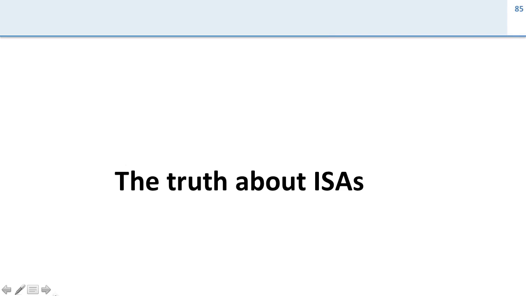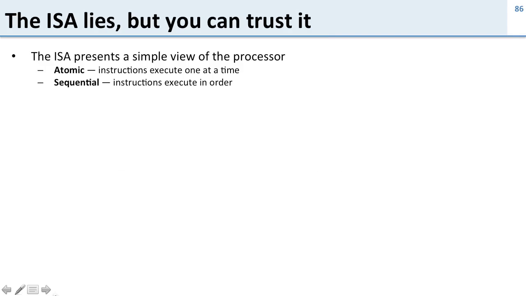So now I spent some time talking about ISAs other than MIPS, and I pointed out to you a little confusing thing: x86, one of the most popular ISAs, is memory register, but I told you all hardware today is register, general purpose register load store machines. So what's going on here? Well, the answer is the ISA lies, but you can trust it. And let's explain what I mean by that.